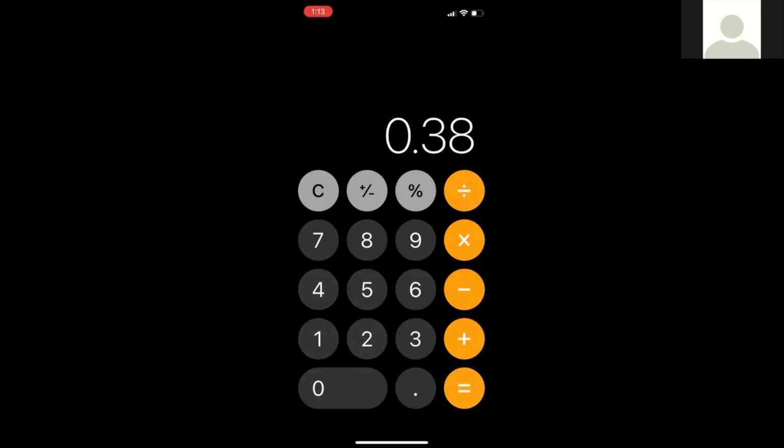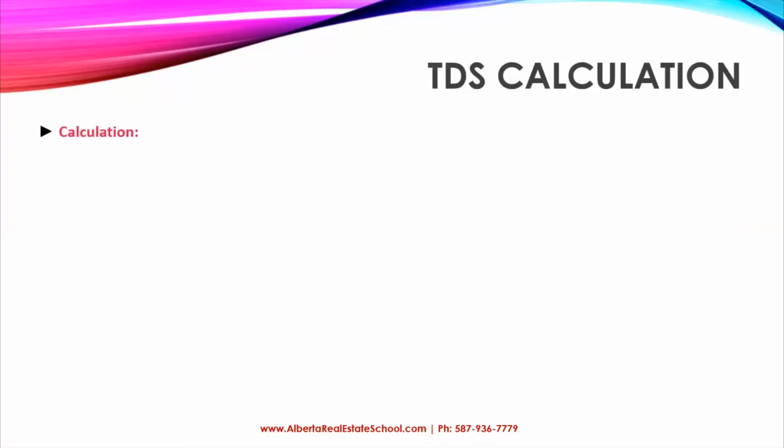And that gives us 0.38. We multiply that by 100 to get 38%. So in this case, their TDS ratio is 38%, which is lower than the 42%. So that's why they will qualify for the mortgage. Let's go back to our screen again.